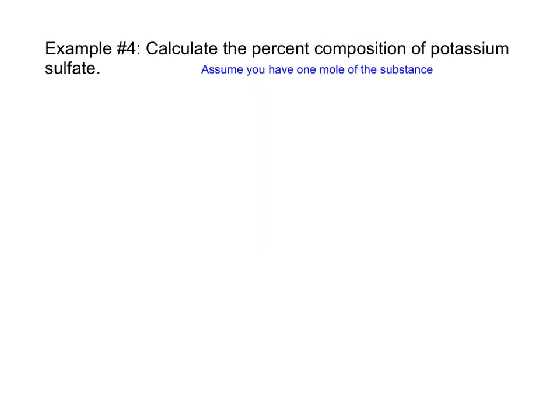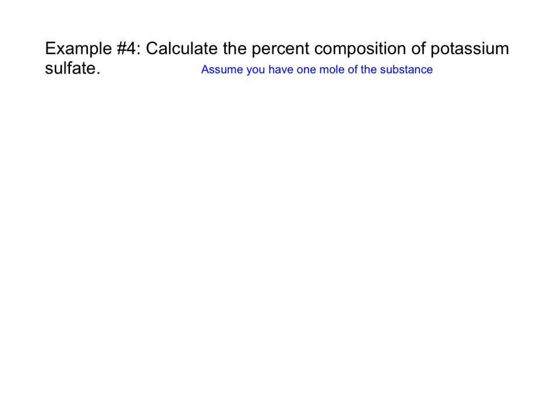And our last one's a little bit different. We don't have any numbers at all. It just says calculate the percent composition of potassium sulfate. If we don't have any numbers, we could really get to pick. And the easiest thing, the only feasible thing to use are the numbers off the periodic table. So we're going to assume we have 1 mole. So we just need to find the molar mass.